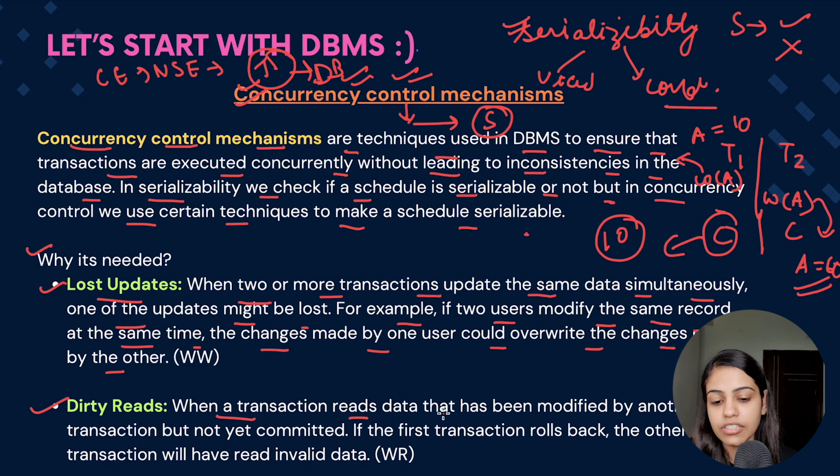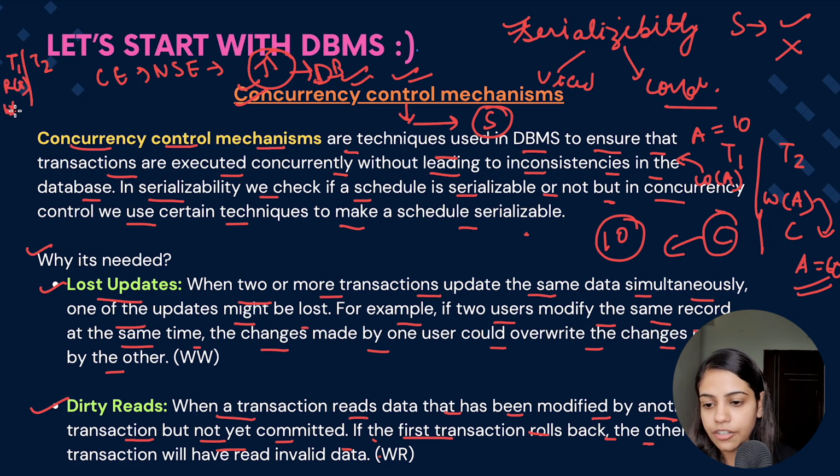So whenever a transaction reads data that has been modified by another transaction but not yet committed, if the first transaction rolls back, the other transaction will read invalid data. So consider there are two transactions T1 and T2. As part of T1 I am doing a read of A and write of A. As part of T2 I am reading the updated value of A. So here I have read the updated value of A. Consider the value of A here was 10. After update the value of A was 20. So here the value of A which was read was 20.